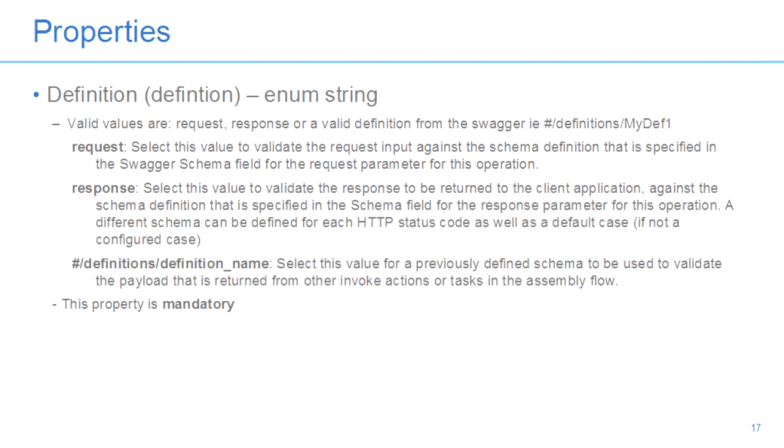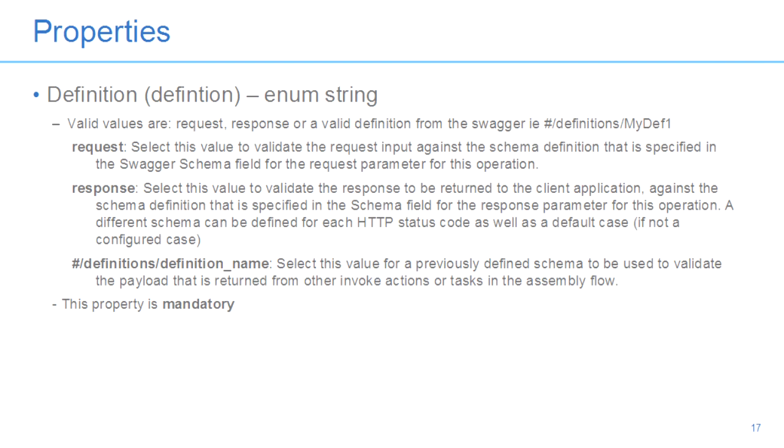One is request, which, as I mentioned earlier, is used to determine where to get the schema from when you're going to validate the request. So within your Swagger, you may have a schema defined for the request of the API, and specifying request will actually go and retrieve the schema from that location.